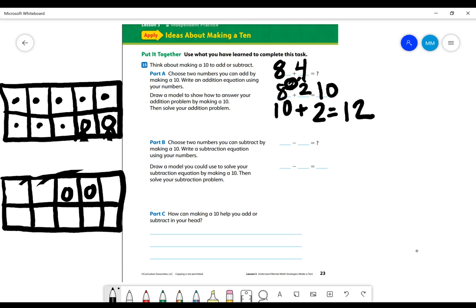But we still show 8 plus 4. We can just make a group of 10 with a chunk of our part. So 8 plus 4 is the same as 10 plus 2, and that equals 12.